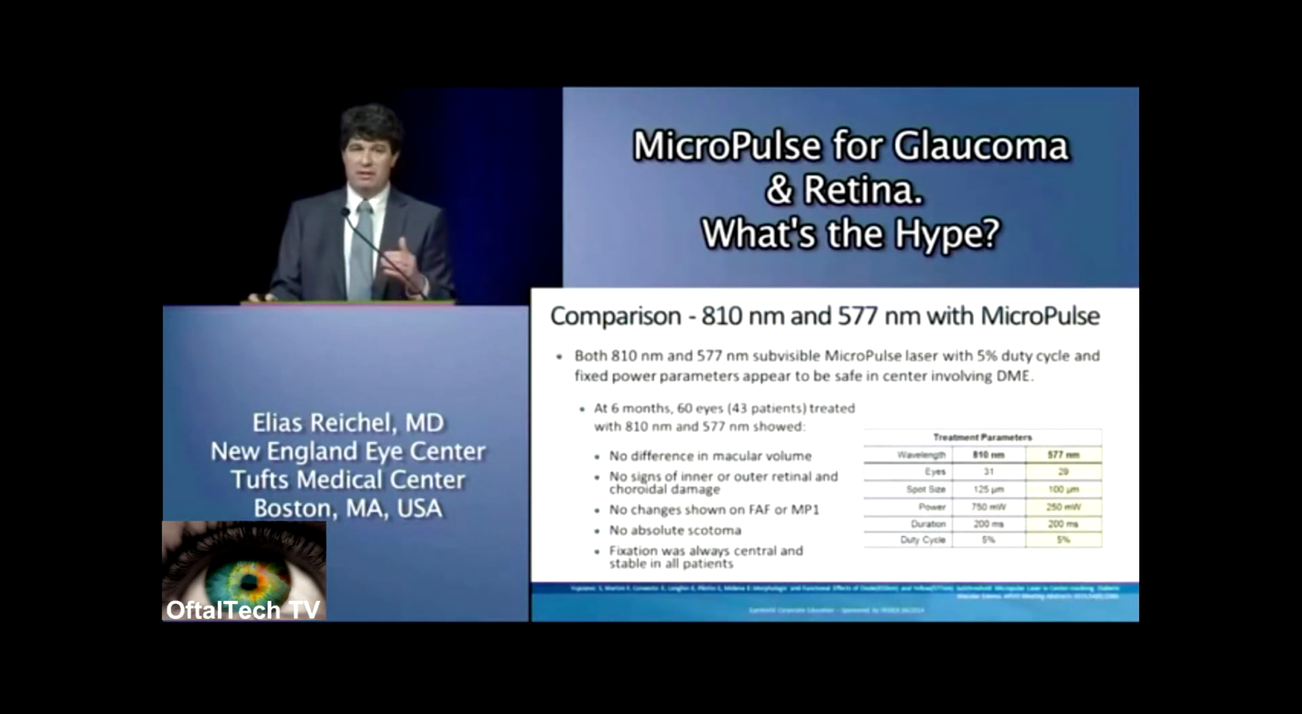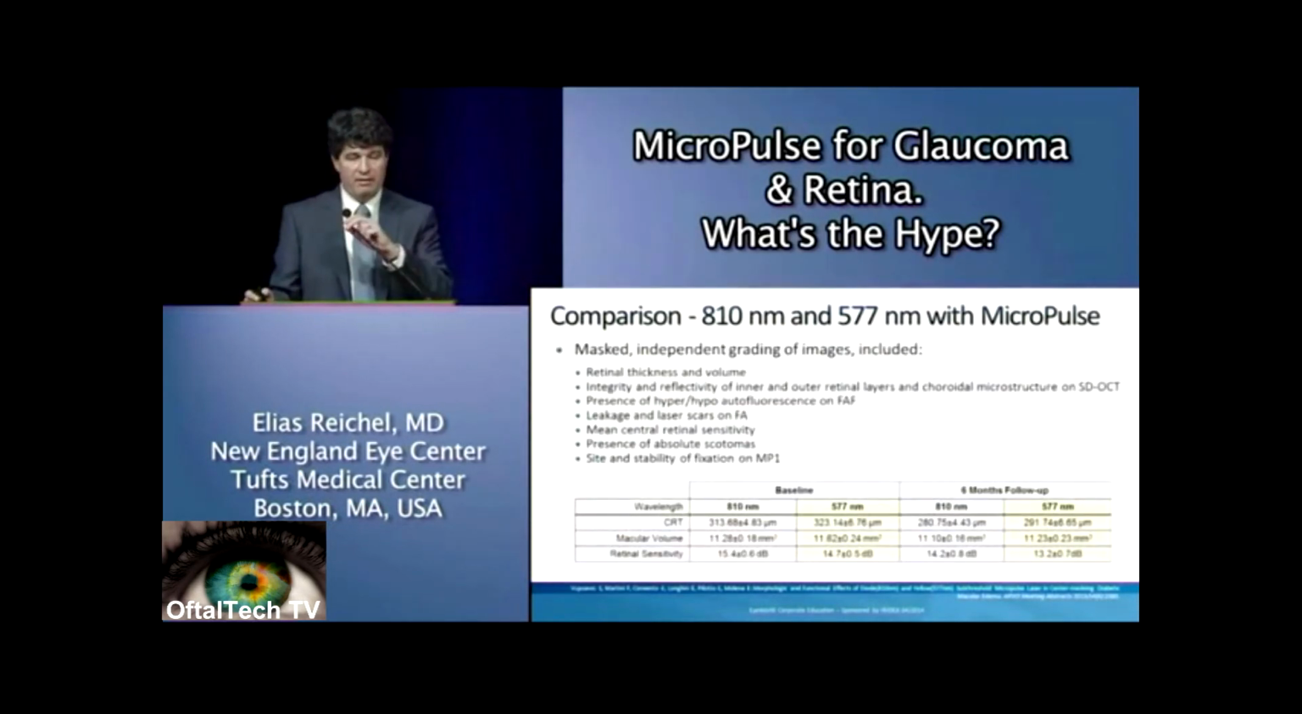That's really the baseline where you're going to start with micropulsing using 577. You can go higher. We are currently exploring higher treatment powers, but at the very start, 250 milliwatts is the appropriate. And again, 5% duty cycle is critical for success. So in this study, they looked at 577 versus 810 micropulsing, and there are really no absolute scotomas. There are no changes on fundus autofluorescence, and in microperimetry, there were no changes in comparison between the two wavelengths.